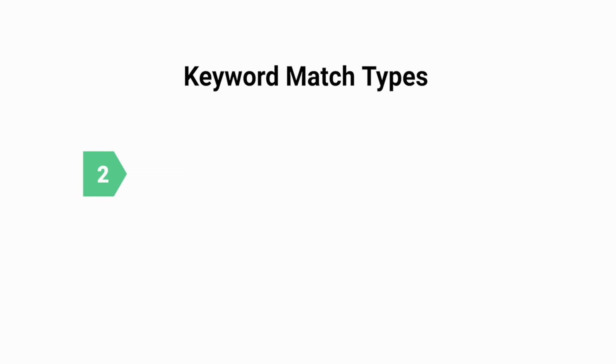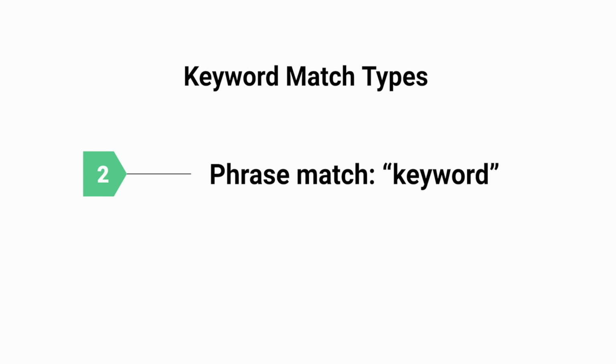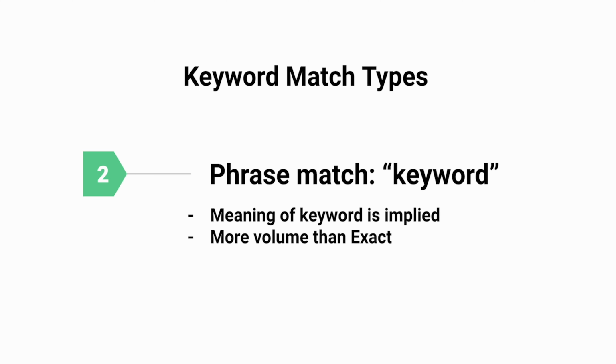The second keyword match type is phrase match. Now, to use phrase match, you need to put quotation marks before and after the keyword. In this match type, the ads may show on searches that include the meaning of your keyword. The meaning of your keyword is usually implied in this keyword type. The user searches can be a little bit more specific in form of the keyword meaning. With phrase match, you will get more volume than exact match, but it will still be limited.